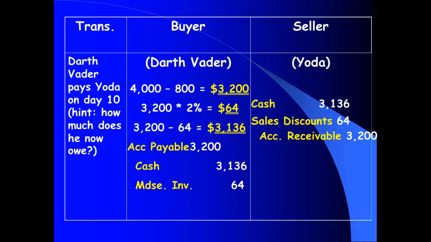Why could I not simply debit cash for $3,136, credit accounts receivable for $3,136? It would leave a $64 balance in accounts receivable. Look like my customers owe me $64. They actually don't owe me anything. Notice that if the buyer has less accounts payable, the seller must have less accounts receivable. If the buyer has less cash, the seller must have more cash.